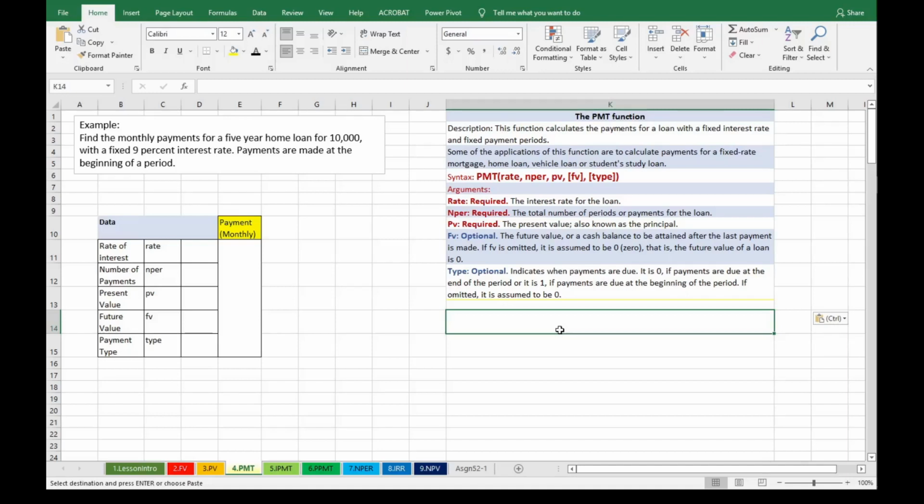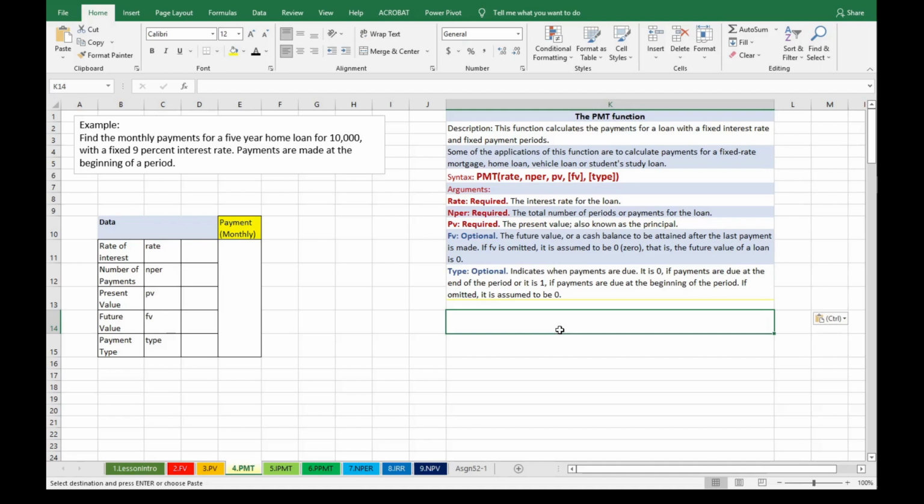Now let's look at the PMT function. This function calculates the payments for a loan with a fixed interest rate and fixed payment periods. Some of the applications for this function are to calculate payments for a fixed mortgage or a home loan, or a vehicle loan or student's study loan.